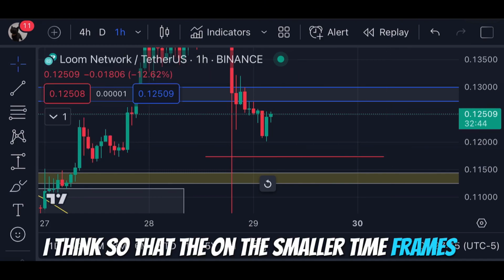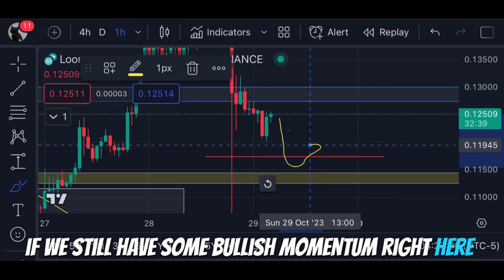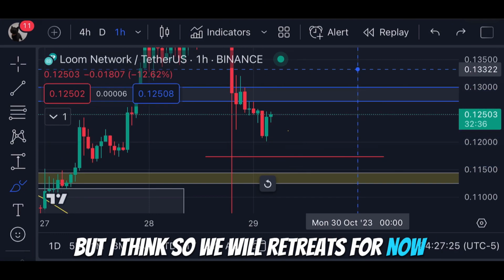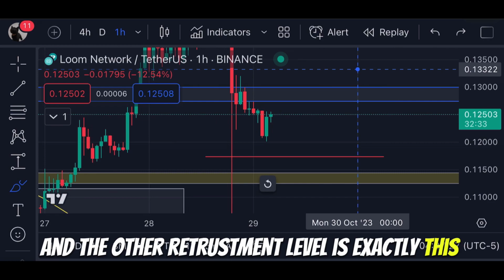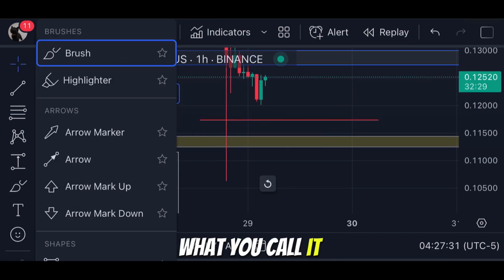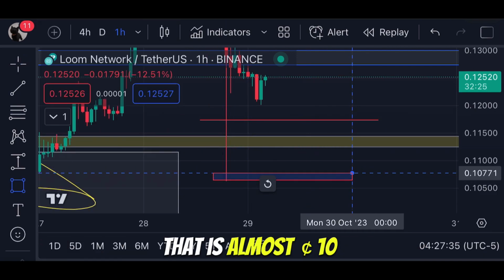I think on the smaller time frames we will come to this part and retrace. If we still have some bullish momentum right here, we will again continue to go to the upside. But I think we will retrace for now. And the other retracement level is exactly this level, that is almost 10 cents.